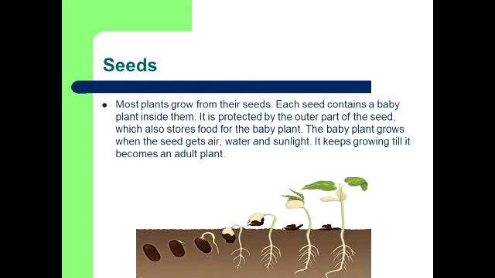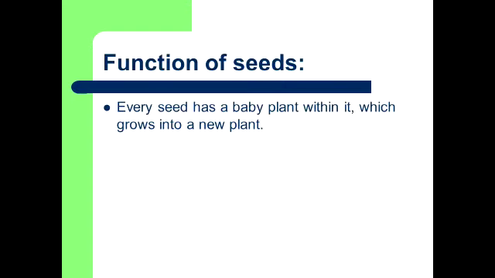Here in the diagram, can you see the seed? In the second diagram, the seed has started budding. Can you see? Then small roots are growing. Then the seed is coming out. A stem is growing and it grows into a big plant having stem, leaves and buds, and under the ground it has roots. So the seed has grown into a new baby plant. What are the functions of a seed? Every seed has a baby plant within it, which grows into a new plant.